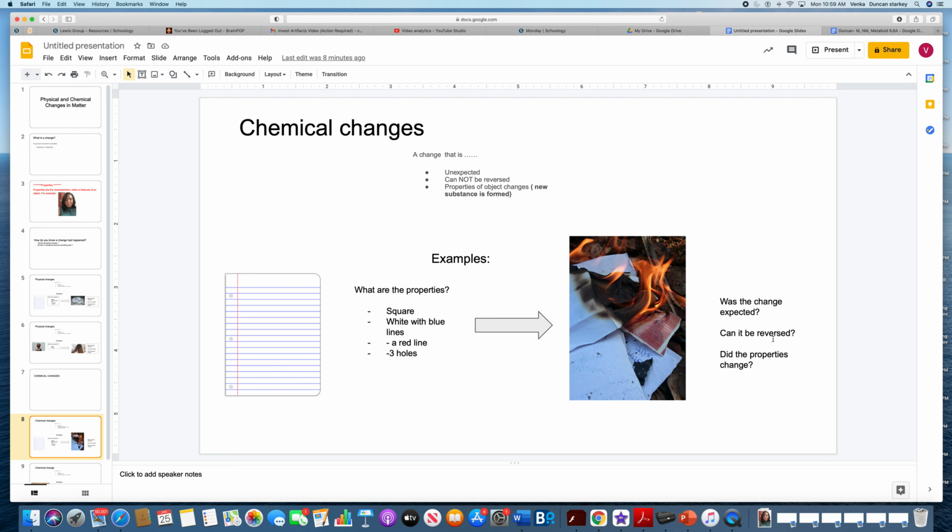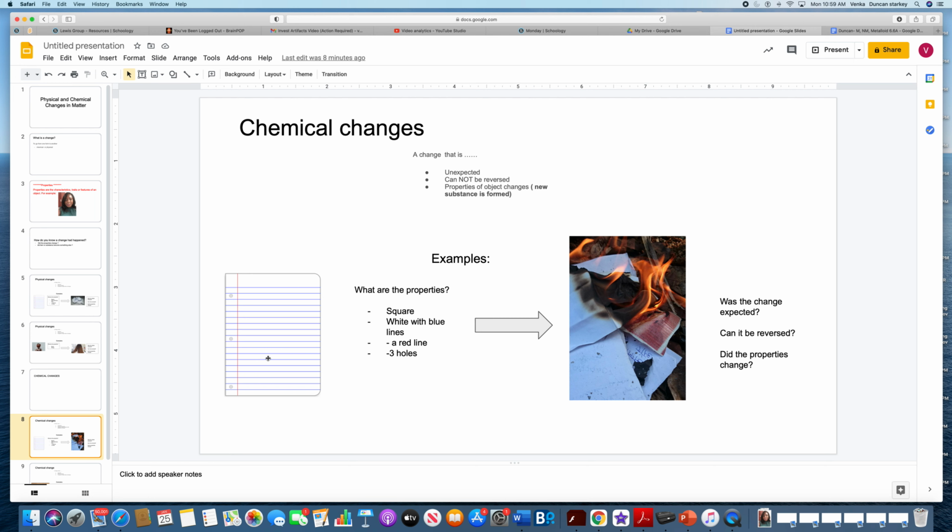But can it be reversed? If I set this paper on fire, can I reverse it and make it go back to this paper here? No, I cannot. Once I burn that paper, it's no longer going to be paper. It's going to be ash. So did the properties change?